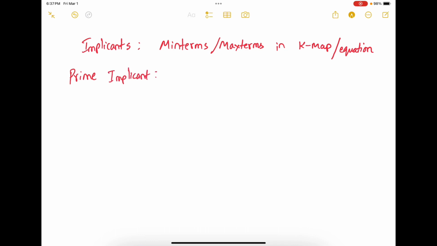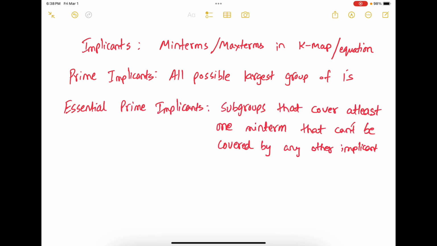Prime implicants, or PIs, are basically all possible largest groups of ones. If you're taking min terms, then prime implicants are nothing but all possible largest groups of ones. And then you have essential prime implicants, subgroups that can cover at least one min term which cannot be covered by any other implicant. Your essential prime implicants are always included in your final equation.